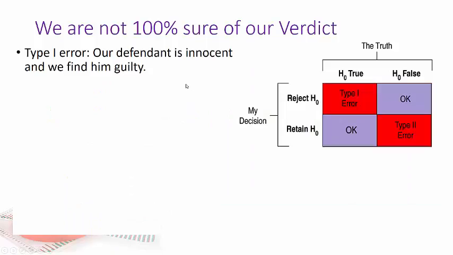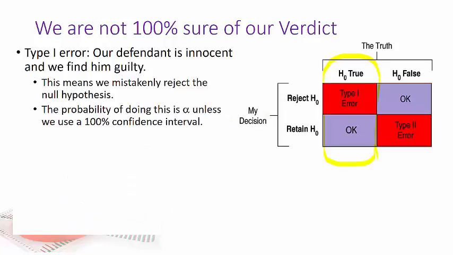So type 1 error, our defendant is innocent and we find him guilty. So what that means is we mistakenly reject the null hypothesis. So this is type 1 error right here. If he was innocent and we said not guilty, we never say innocent, then we're okay. But if he is not guilty and we find him guilty, that's a type 1 error. Okay. The probability of doing this is whatever alpha is, unless you use a 100% confidence interval, which means alpha is actually 0. Not very useful.